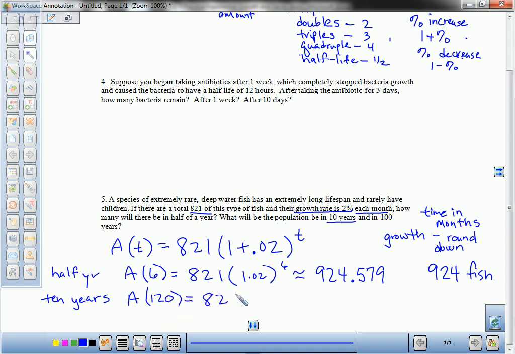So this is what our equation looks like. All right, so we're going to get really big here. Now this is what my calculator gives me, 8838.198. But we always round down when it's a growth problem. So this would be 8,838 fish.